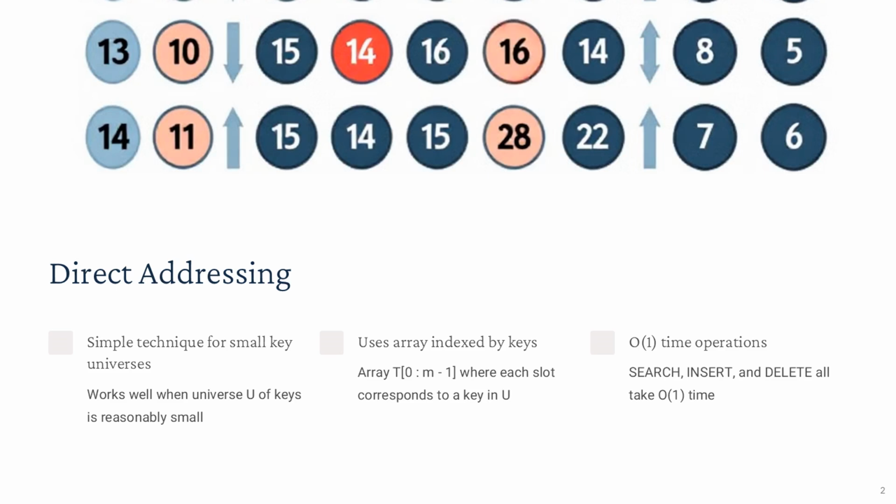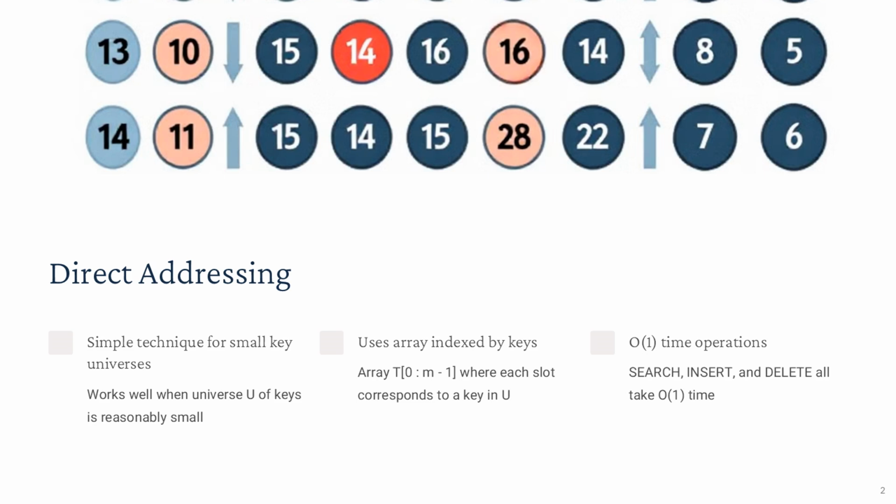Direct addressing is a straightforward technique for implementing dictionaries when the universe of keys is small and well-defined. In this method, an array is used where each index corresponds directly to a possible key. The array T ranges from index 0 to m-1, with m representing the size of the universe U of keys. This design allows operations like search, insert, and delete to execute in constant time, O(1).